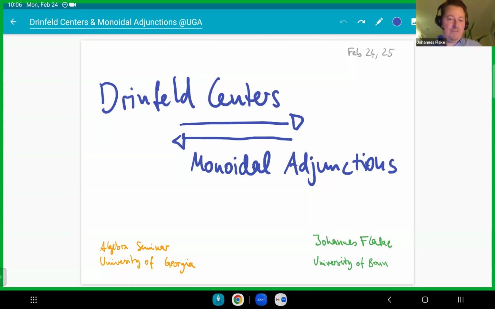So my topic today is two things. One is Drinfeld centers, and then there's monoidal adjunctions. And then I'll try to connect these two things and explain why I think this is interesting and useful. Before I start, I should also say that this is based on joint work, including joint work with Nate, who is out in the audience, and also Robert Laubitz and Sebastian Posua. Okay.